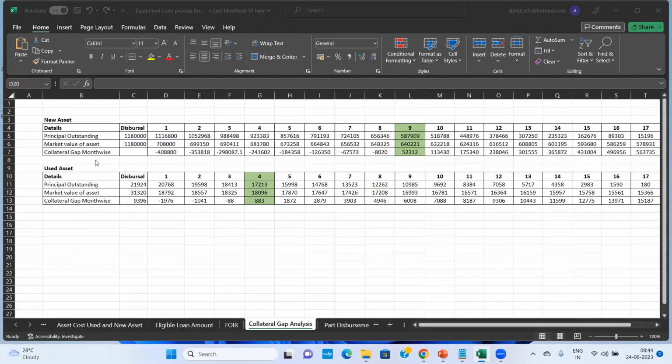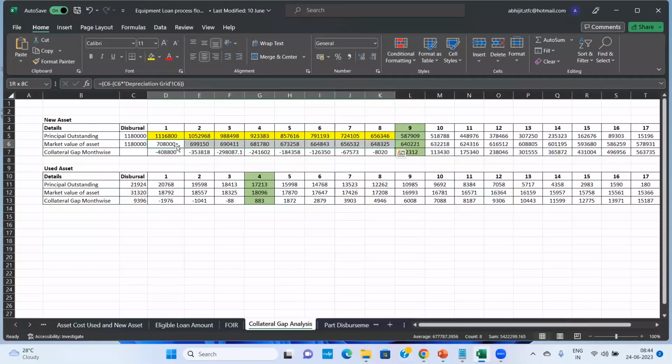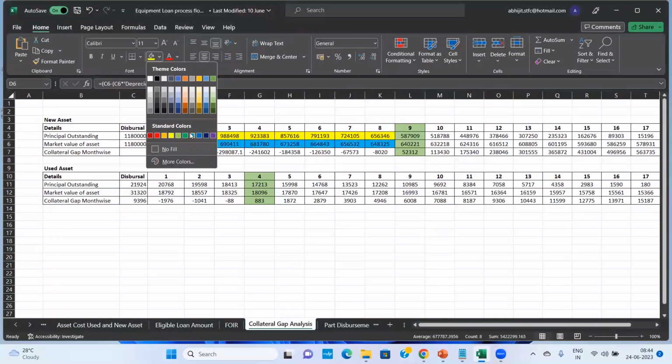So there are two cases: first you fund a new asset, and the second is you fund a used asset, right? Then this is your principal outstanding. This portion is your principal outstanding. I'm marking it in yellow. And this is your market value of asset.